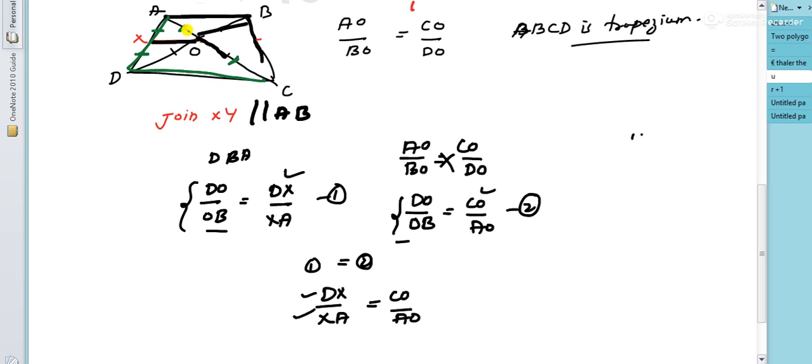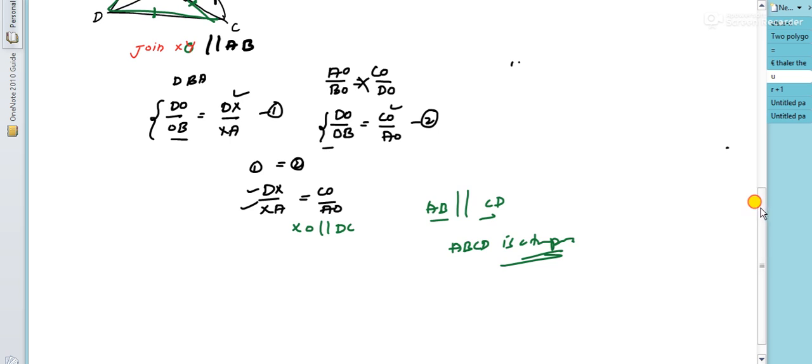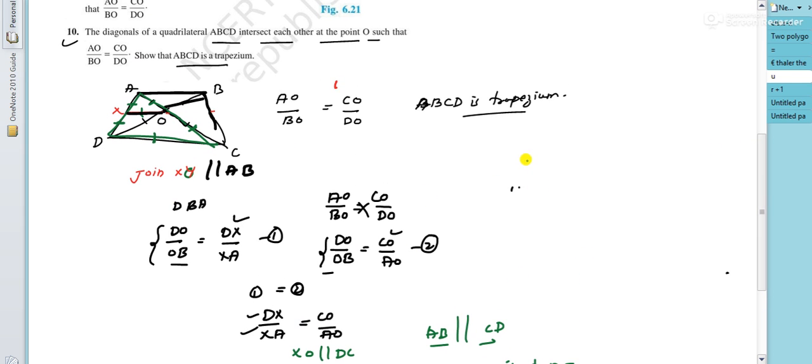So obviously if you look at here, it means what? This is parallel to this, correct? So as per this we can say XO is parallel to DC. Now since XO, okay, here XO was parallel to AB and that is parallel to DC, we can say AB is parallel to CD. And since one pair of opposite sides are parallel, we can say ABCD is a trapezium. Understood? So this is how we have to prove. I hope it's clear and you have understood.